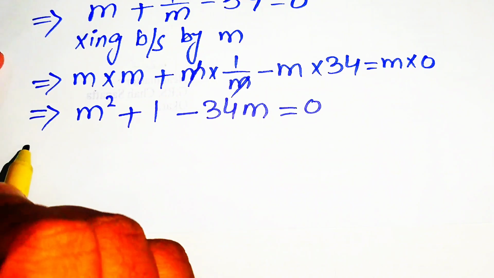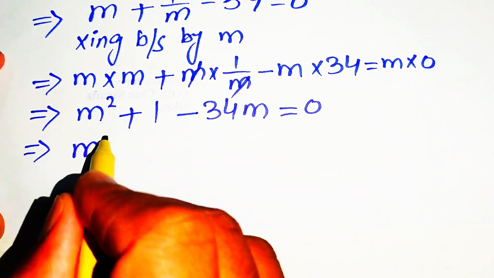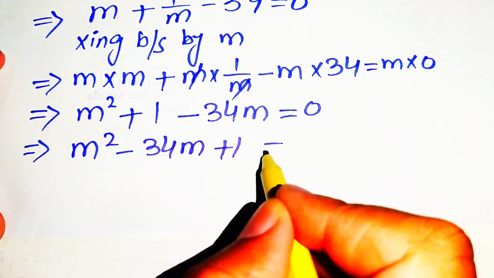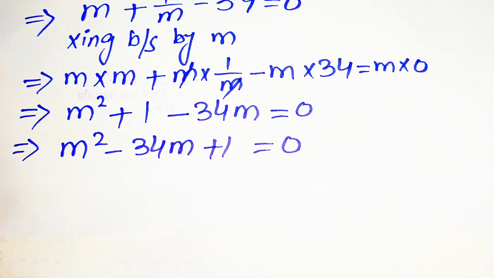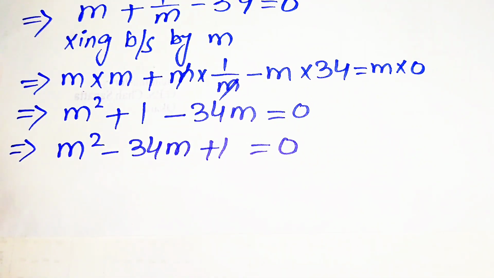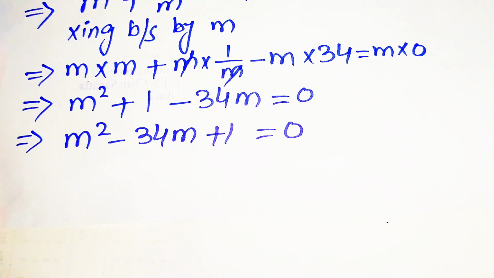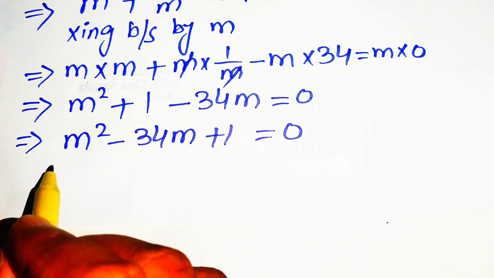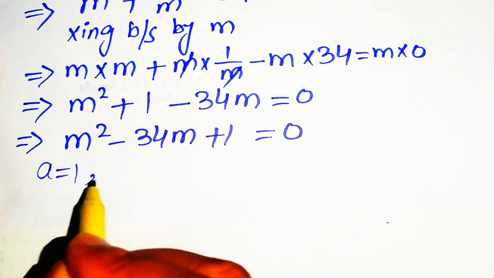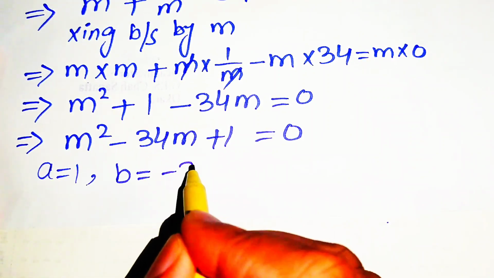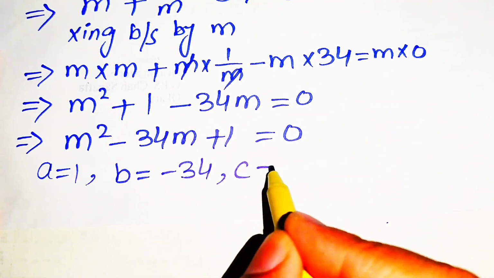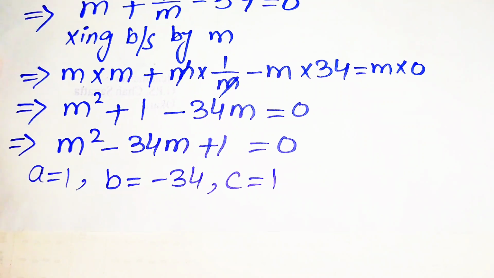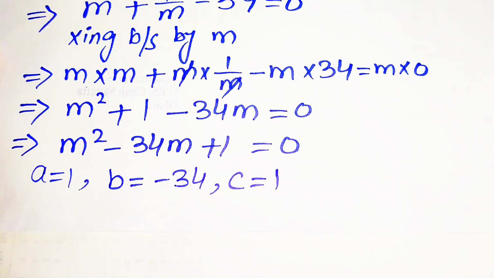Now we write this equation in standard form: m square minus 34m plus 1 equals 0. This equation becomes quadratic in the variable m. First we write the coefficients of this equation: a equals 1, b equals minus 34, and c equals 1. Here we use the quadratic formula in order to solve this quadratic equation.